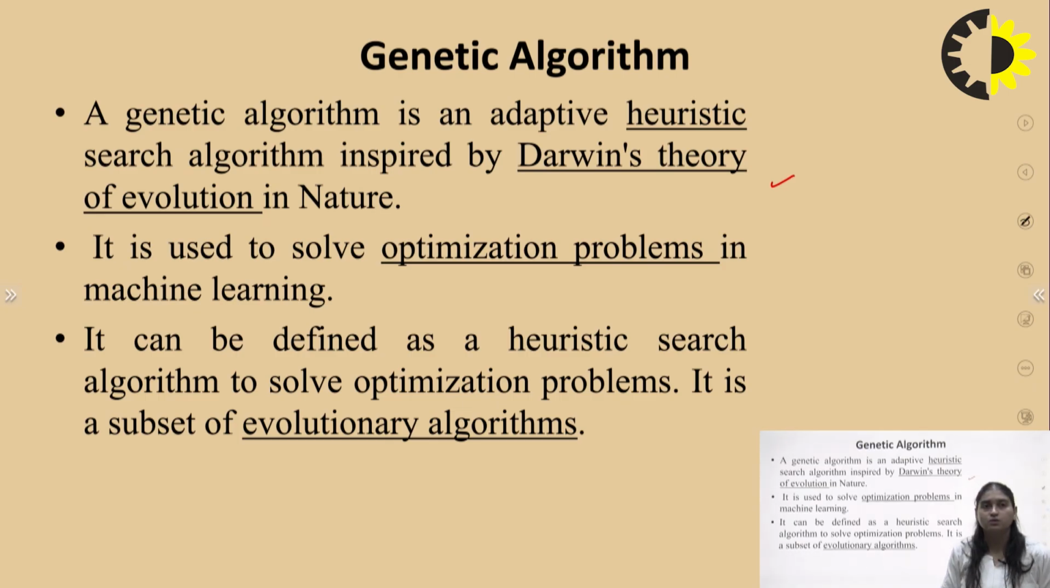So it is mainly used to solve some optimization problems. Optimization problems means we have some sort of function, and the aim is to maximize or minimize the function. Accordingly, we choose our population for that. It comes under the head evolutionary algorithm. So in machine learning, we have some evolutionary algorithms, and under this head, we have genetic algorithm.